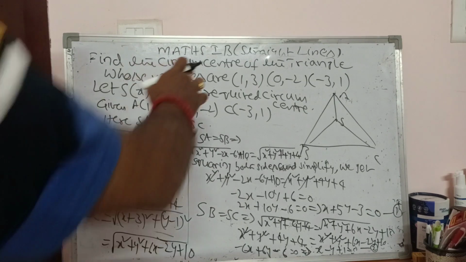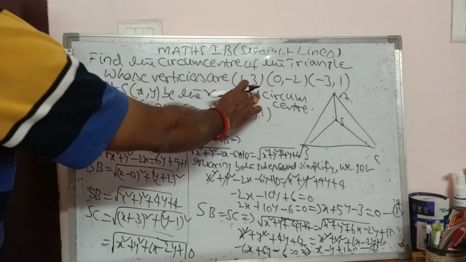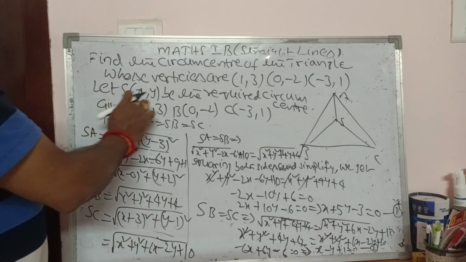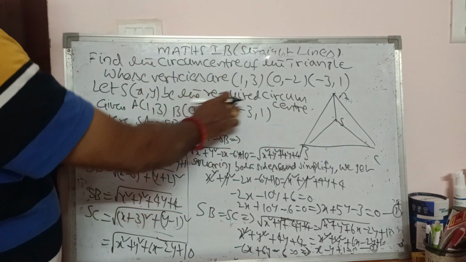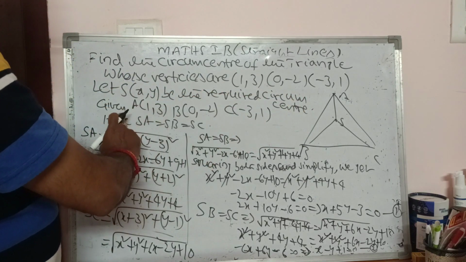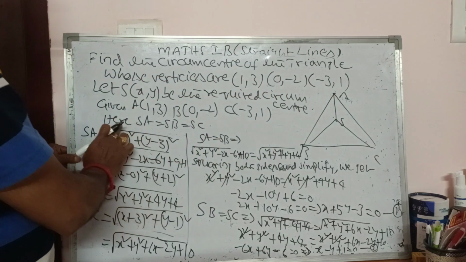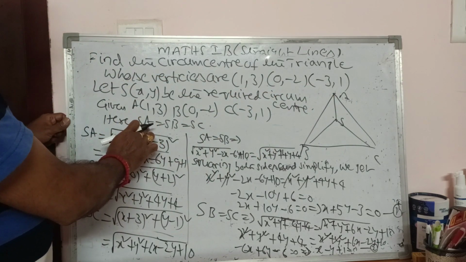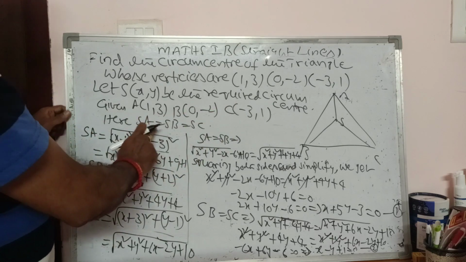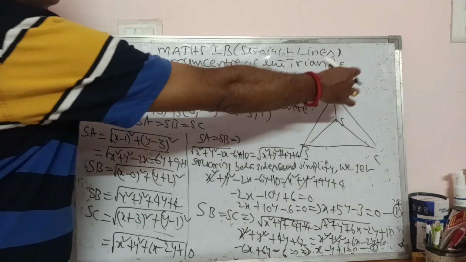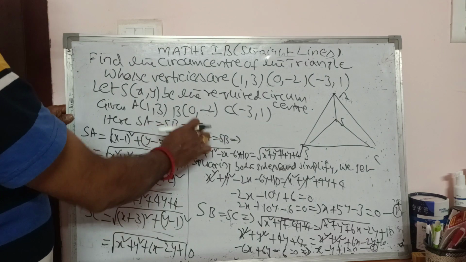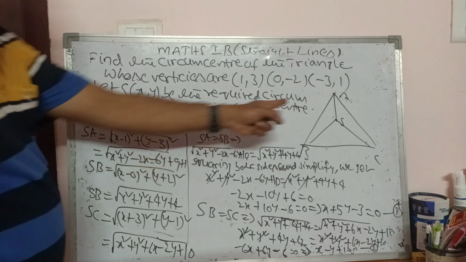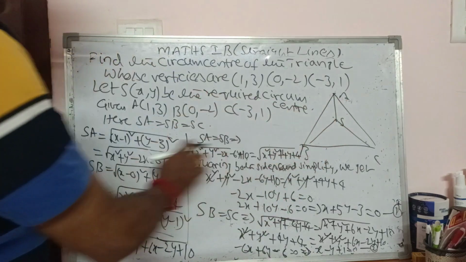Find the circumcenter of the triangle whose vertices are 1, 3, 0, minus 2 and minus 3, 1. Here, let x comma y be the required circumcenter as usual. Given points A, B, C, according to the condition of circumcenter, S is equidistant from A, B, C. SA is equal to SB is equal to SC. Let S be the circumcenter x comma y.